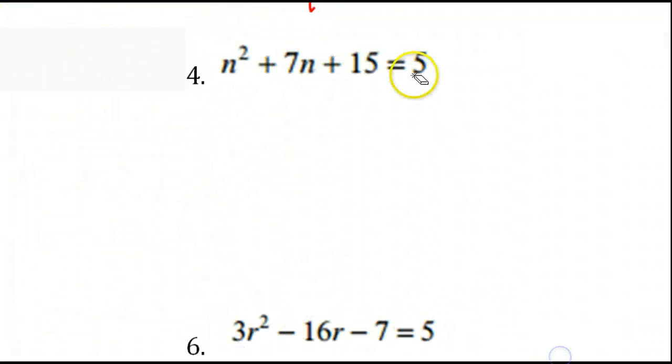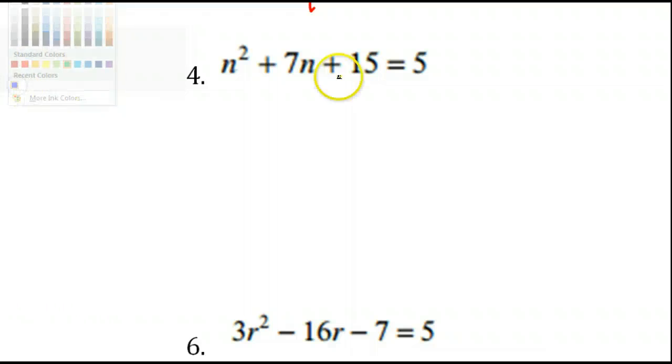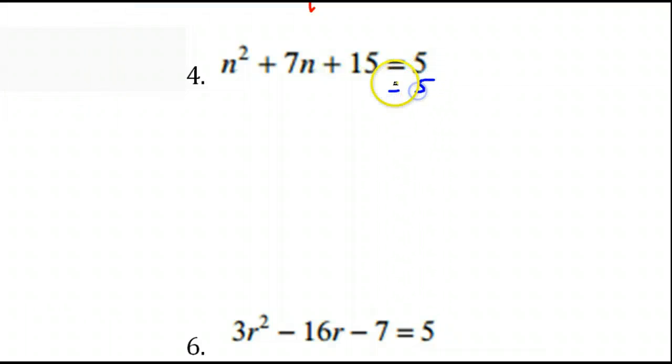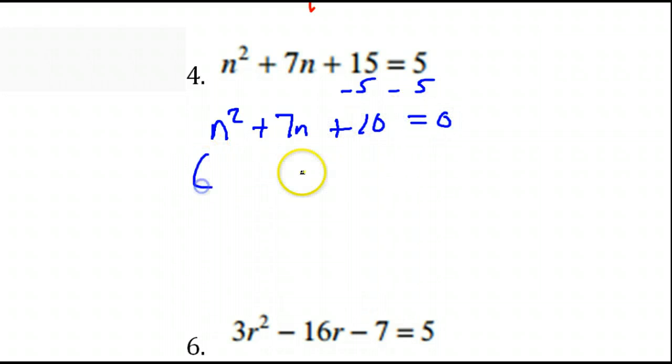We can't do anything like that if it equals 5. We can't say, oh, this equals 5 and this equals 5. No, it has to be 0. So let's get 0 on one side by subtracting 5 from both sides. So if you do that, then I will have n squared plus 7n plus 10 equals 0. Okay, and then you can go ahead and factor it from there.